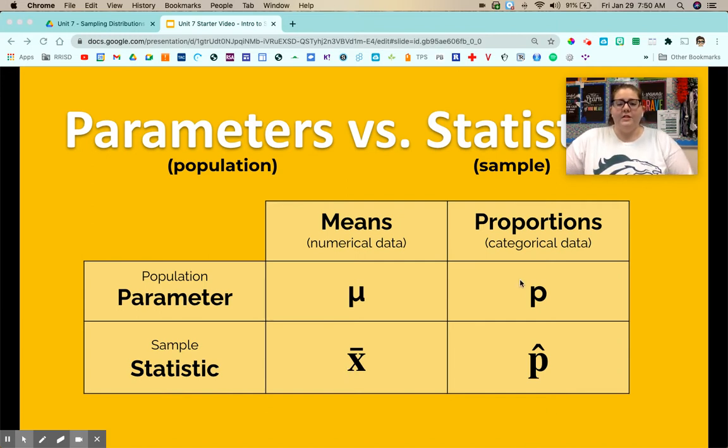And then for proportions, which is when we're dealing with categorical data, we'll find the proportion of people who said certain things. We use p and p hat. P is the symbol we use when that proportion is for the entire population. P hat is the proportion for the sample. So those are going to become, like I said, more and more important this semester, so I wanted to remind you of them. Make a little note of them.